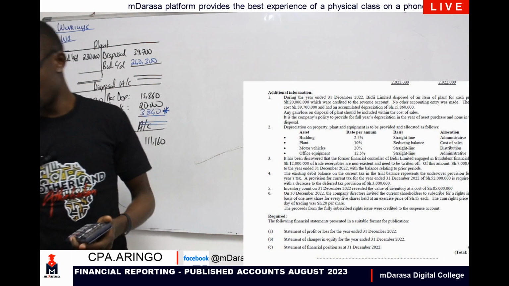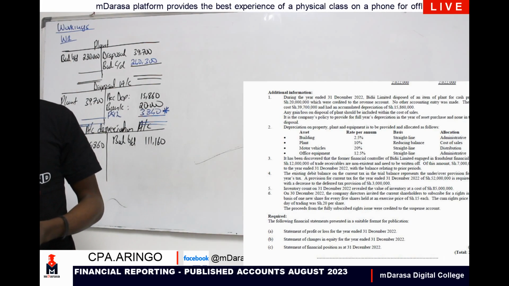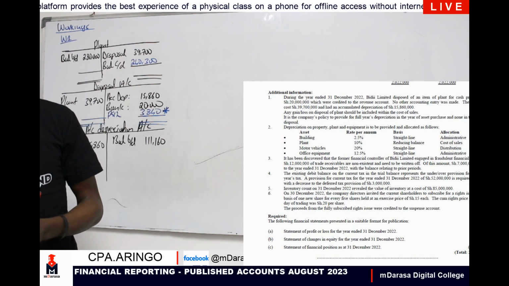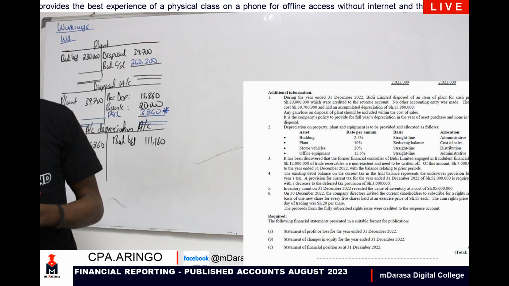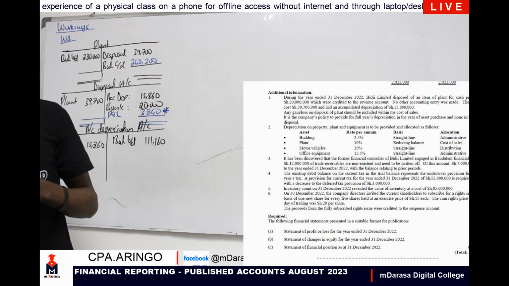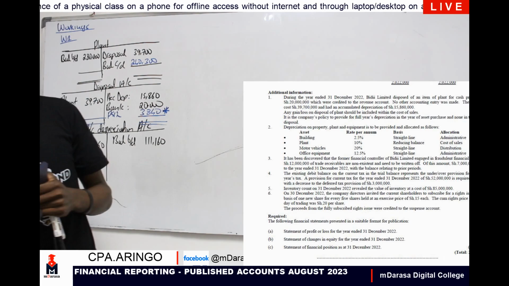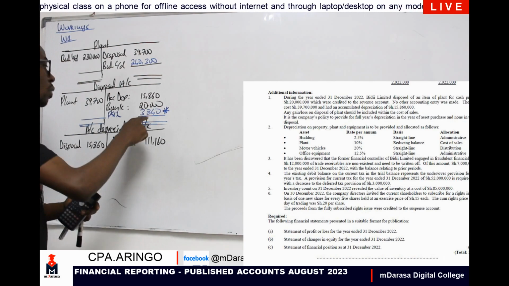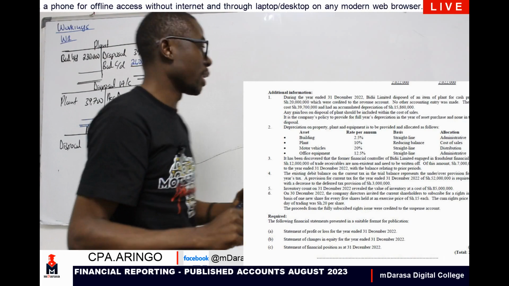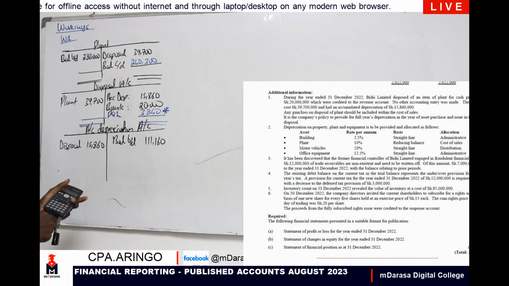And we are told in that note that it is the company's policy to provide full year's depreciation. Before that, we are told that any gain or loss on disposal of plant should be included within the cost of sales. So that's why this amount, we are going to include it in our cost of sales. Mark that very well.